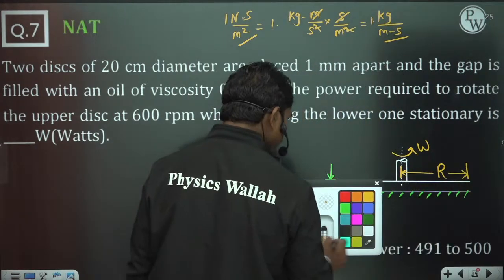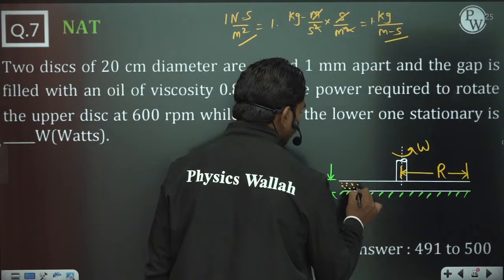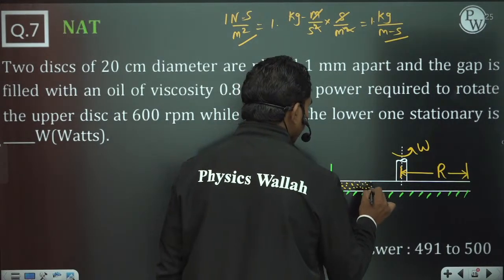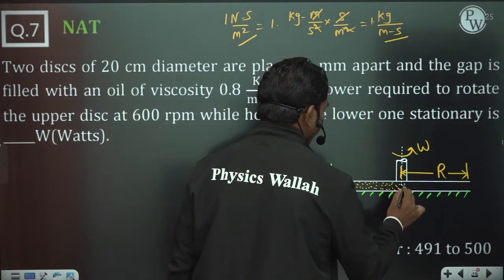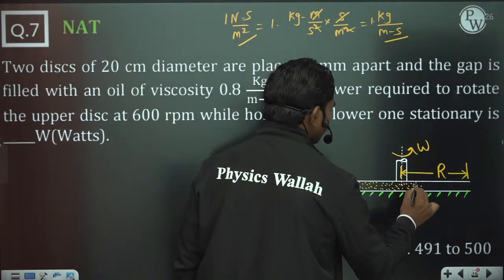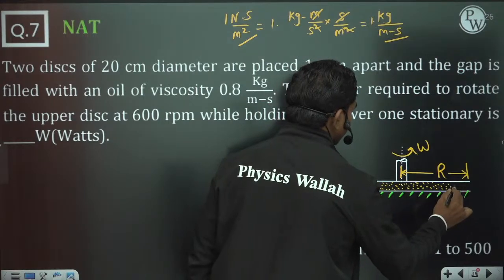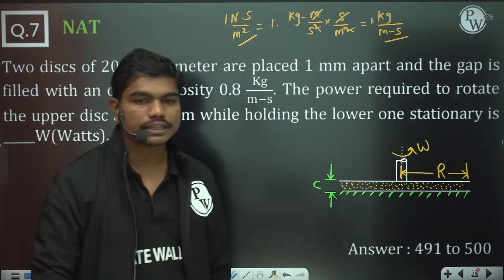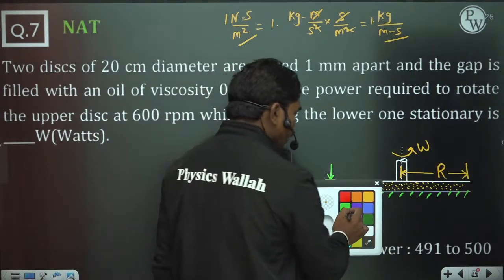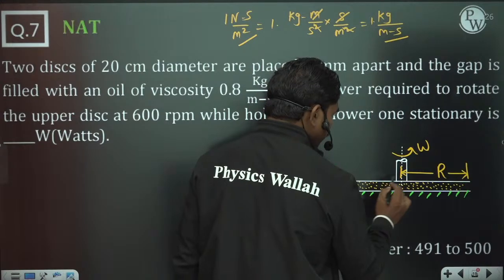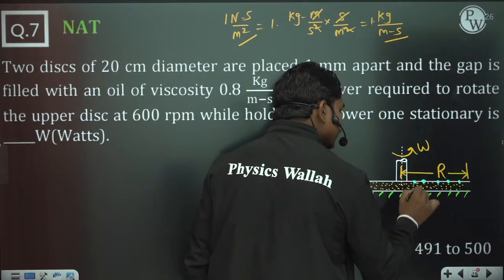This space is filled with some oil of some dynamic viscosity. Now, tell me one thing. If I take different points of solid fluid contact, these points are at equal height from this fixed surface.